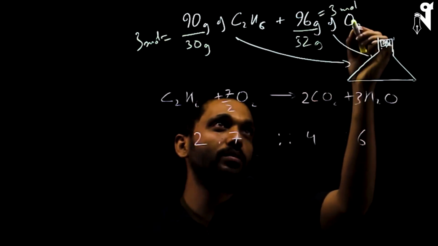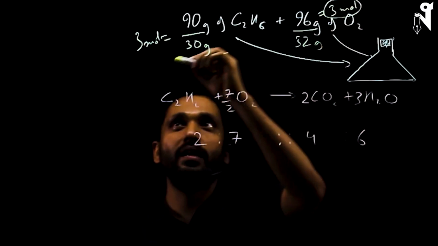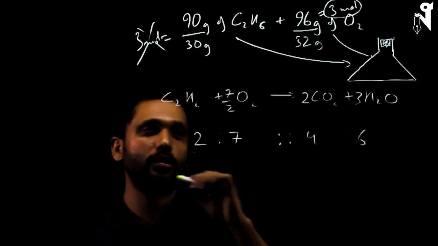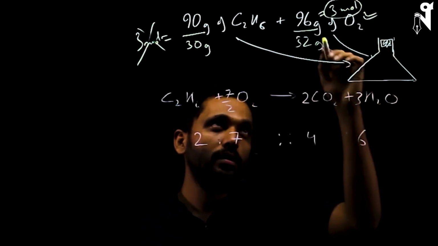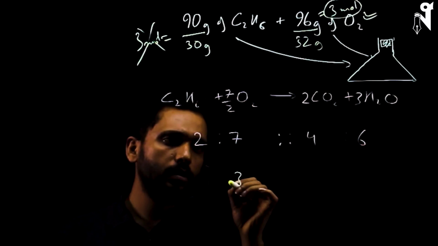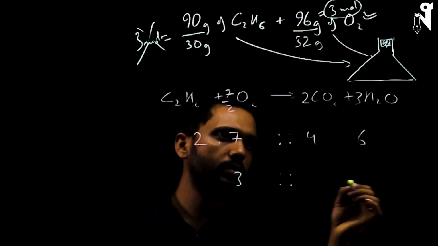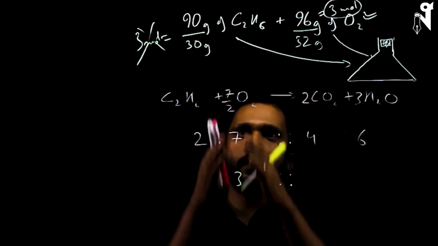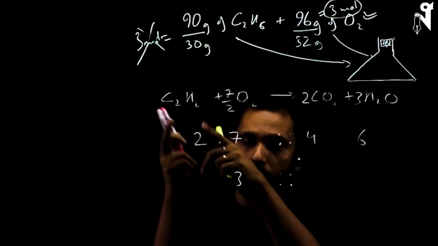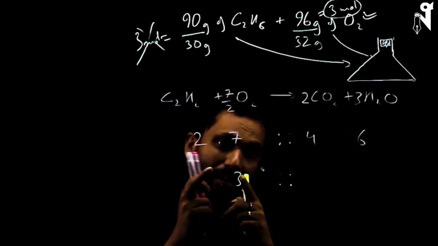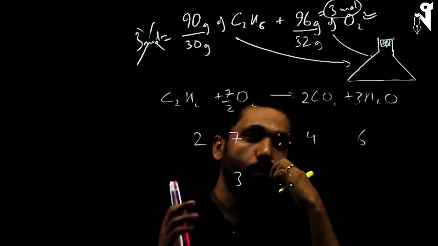So this 3 becomes the important number. This 3 and not this. This one is ditched. This one is used. So that's the useful number over there. So 3 will hold all the ratios. That 3 of oxygen is actually going to react, not 3 of ethane. 3 of oxygen is actually going to react, and is going to react with what?